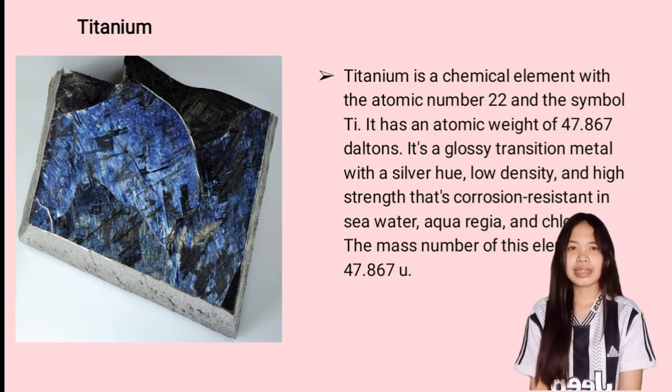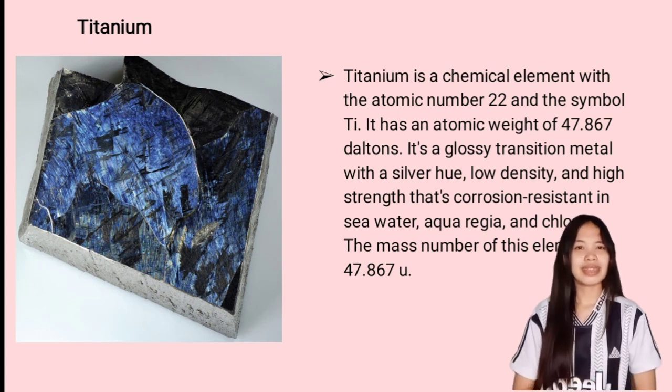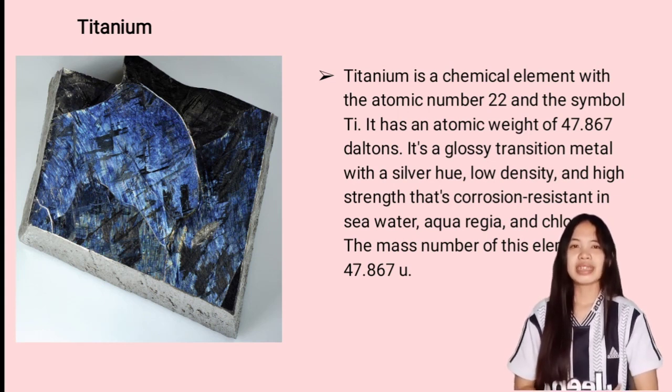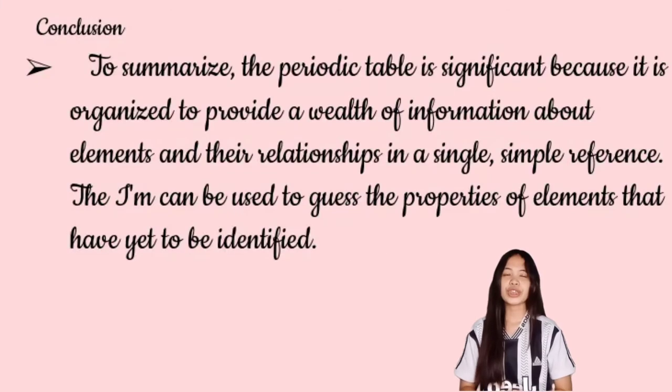Titanium. Titanium is a chemical element with the atomic number of 22 and the symbol is Ti. It has an atomic weight of 47.867. It is a glossy transition metal with a silver hue, low density, and high strength that's corrosion resistant in seawater, aqua regia, and chlorine. The mass number of this element is 47.867 U.